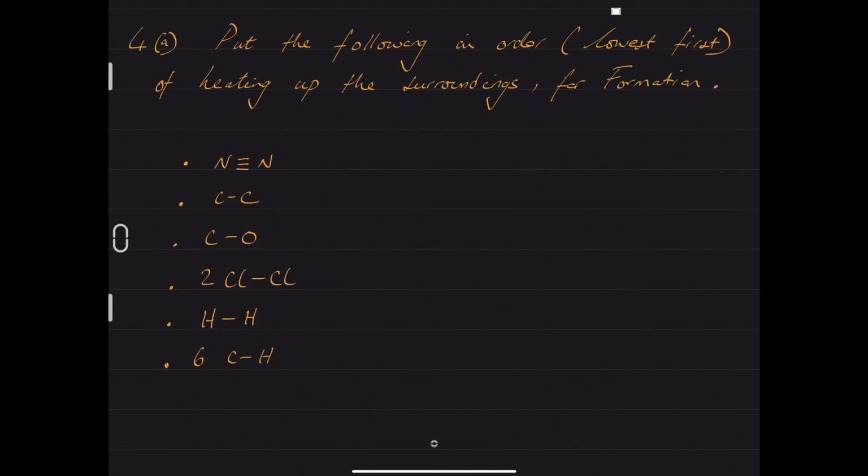So you're going to have to refer to the table. You've got 1, 2, 3, 4, 5, 6 bonds that have been formed. Which one heats up the surroundings the least as the bond is formed? And then you're going to work your way up to whichever one of the 6 heats up the surroundings the most as it's being formed. So you're going to have to refer to the table to get your answer.